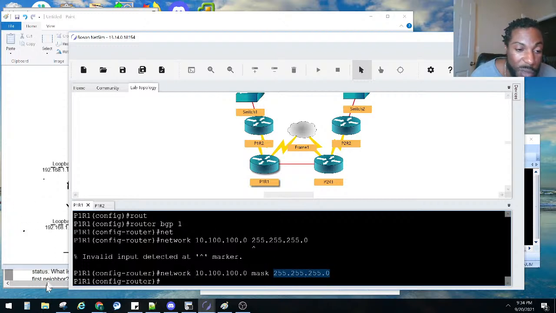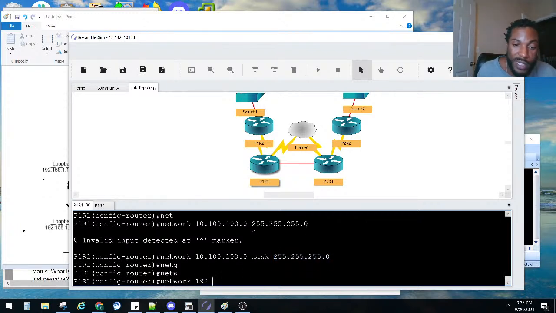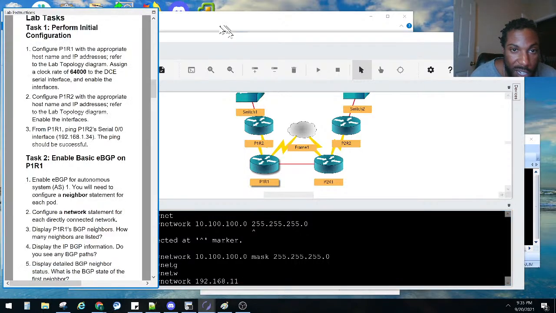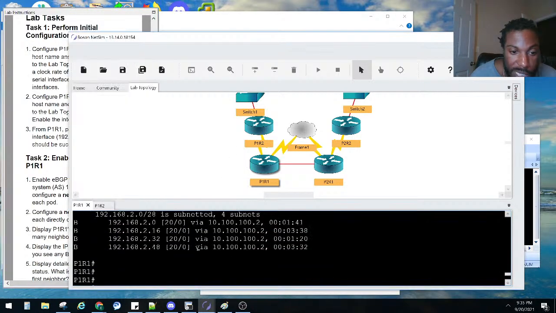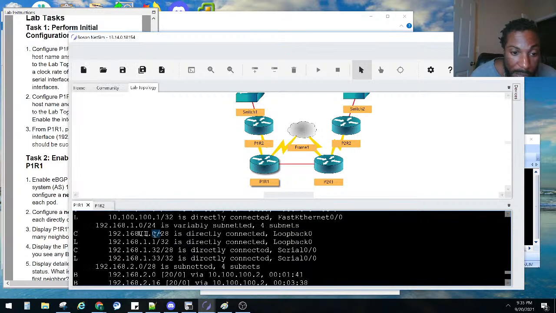So the other network statement we wanted to do was 192.168. What was the other one? Let me scroll up. What were those networks again? 1.0/28 and 1.32/28, right? In this case, is that the other one we wanted? 1.0 for sure. And then is that the loopback? No, this is the loopback. So 192.168.1.0 for sure.